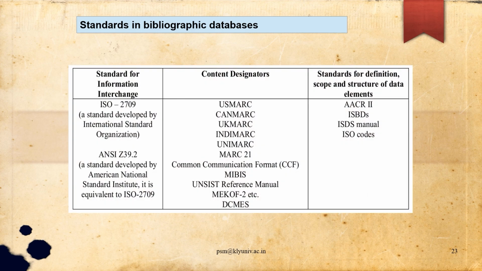In the catalog, we use different kinds of content designation like UKMARC, CANMARC, CCF, MARC 21 to form the database schema. Then to enter data, we use different cataloging rules and tools like AACR2 as a catalog code, ISBD as a standard bibliographic description, and so on. And at the physical level, we have a standard for data sharing, data export and import, that is called ISO 2709, which is again based on an ANSI standard called Z39.2.